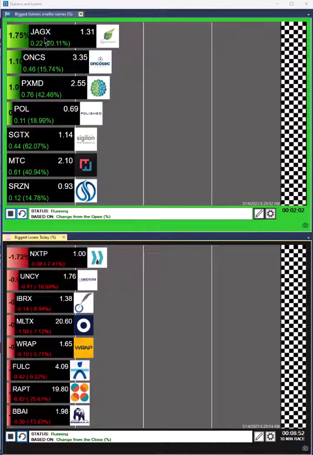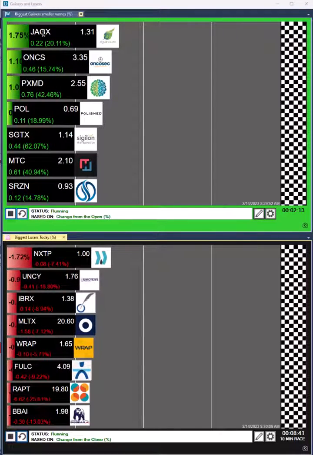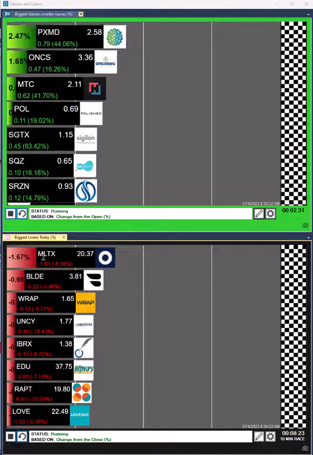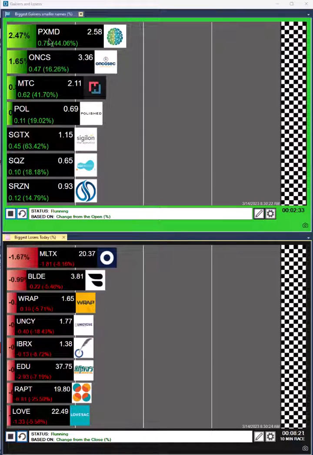Showing you our next level way to watch gainers and losers. At the top, you're watching the biggest gainers in percentage since we've started looking, and at the bottom, you're looking at the losers. So just notice again right away, JAGX pops right up because it's moving up the most, and NXTP is moving down the most. This is all on percentage basis, and you quickly zero in on where you should focus: MLTX, PXMD.